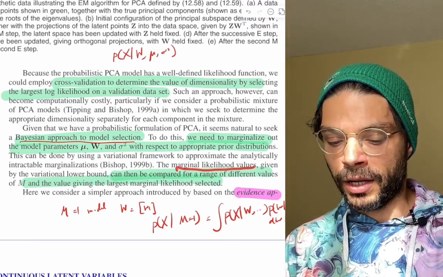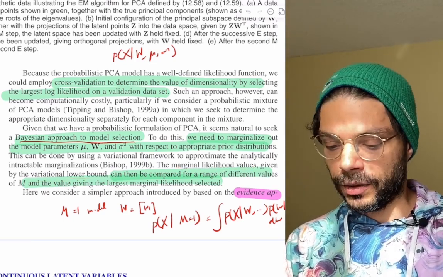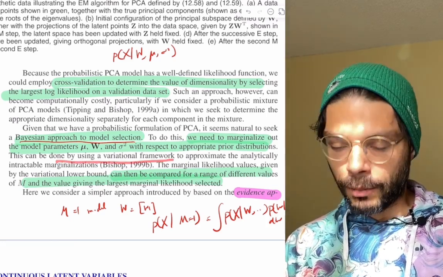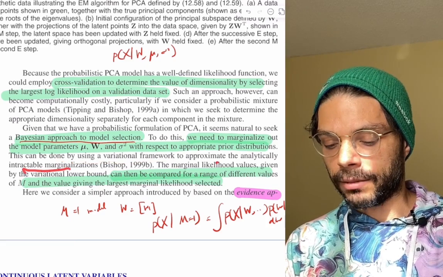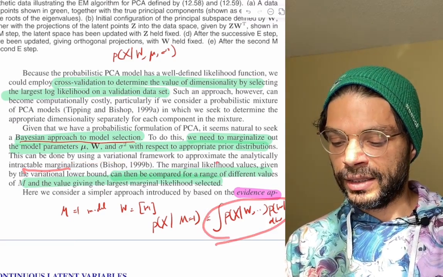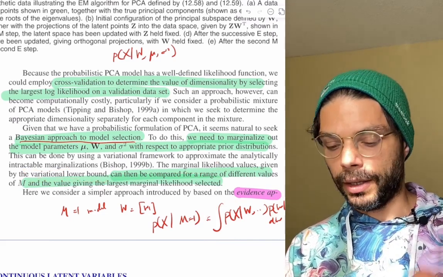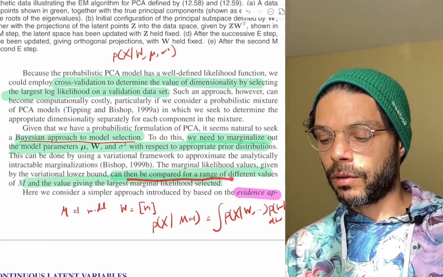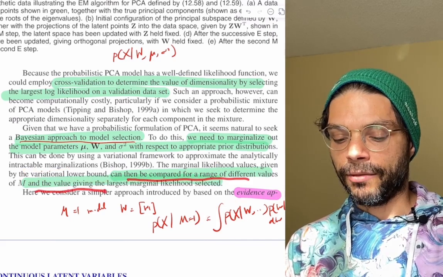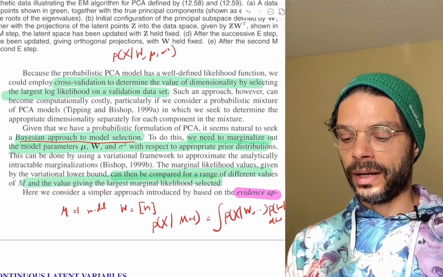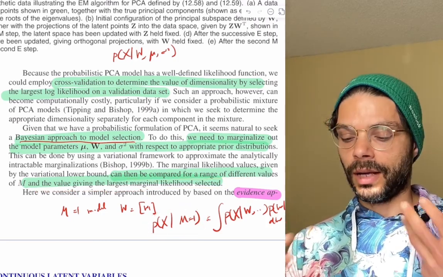The marginal likelihood values given by the variational lower bound. So let's back up. This can be done by using a variational framework to approximate the analytically intractable marginalizations, which is this guy. The marginal likelihood values given by the variational lower bound, which we talked about a little bit in the EM section, can then be compared for a range of different values, and the value given the largest marginal likelihood selected. Okay, so again, comparing approximations to these and picking.